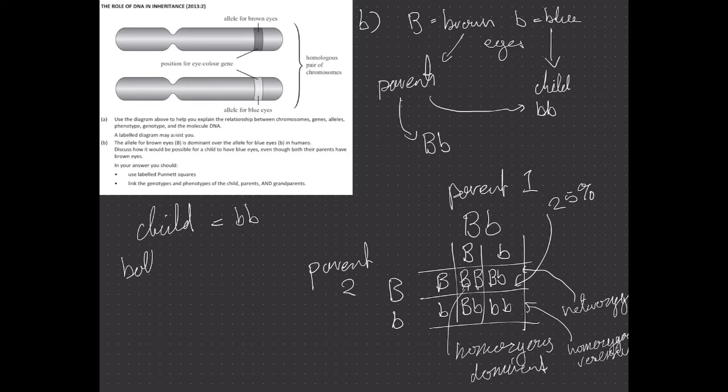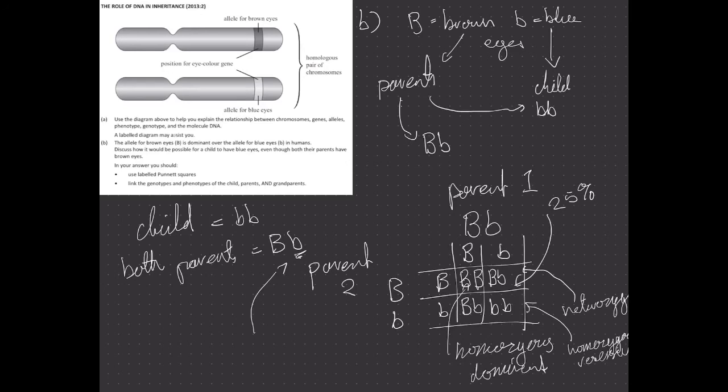We know both parents have to be heterozygous, big B, little b. Because we know they've got brown eyes, but they have to have this gene to pass it on. It doesn't just come out of nowhere. And what can we infer about the grandparents? Well, some of the grandparents has to have had blue eyes. Otherwise, where did the parents get it from?